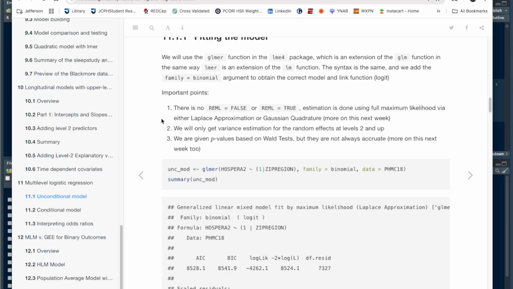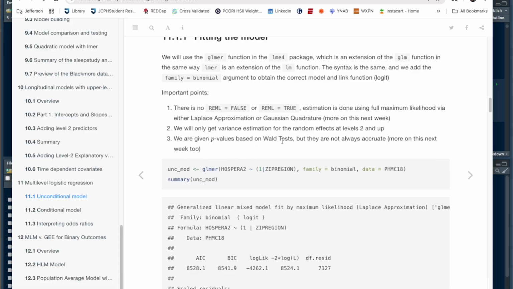There's more than that, but the two that are used in the LME4 package are Laplace approximation and Gaussian quadrature, and they're just two different ways to approximate the integral that needs to be computed. Essentially the quadrature, which is more complex, can be more accurate but takes a lot more time to run. This is true in general.